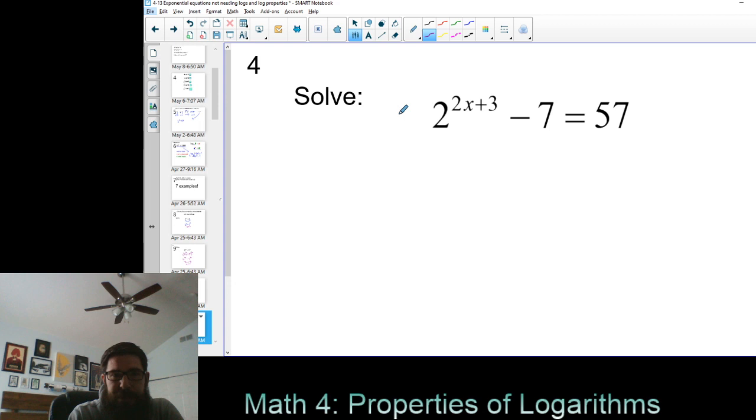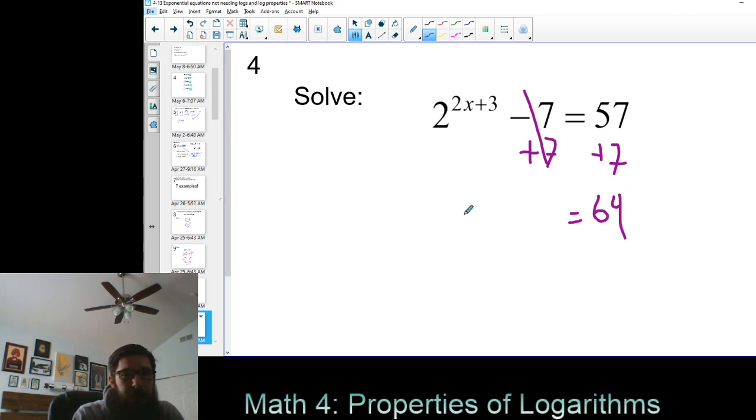Got a little bit of algebra for this guy. You can still solve this without a logarithm. You're going to have to do a little bit more work first. We're trying to get this x out of the exponent in this case. If I add a 7 to both sides, that first move is going to cancel these guys out. Add a 7 over here, and you might start to see things take a more familiar shape. I'm going to get 64. And on my left side, I have 2 to the 2x plus 3.